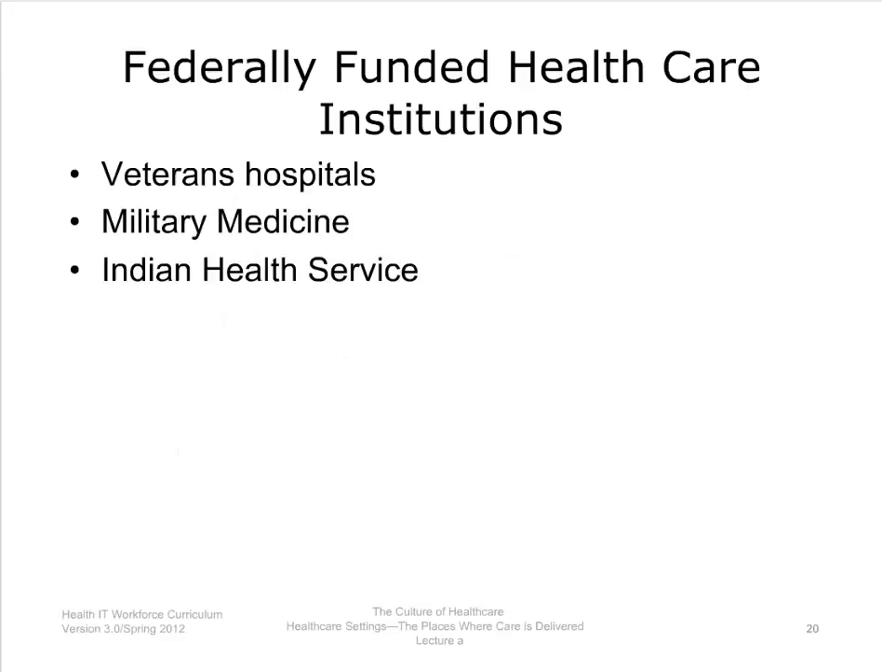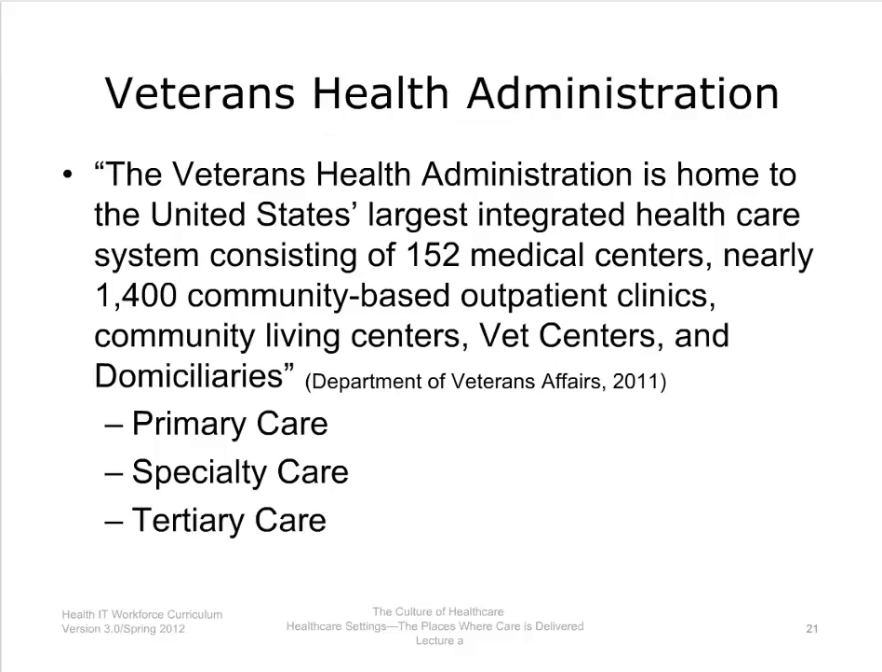There are three main federally funded healthcare institutions in the United States: the Veterans Health Administration, Military Medicine, and the Indian Health Services. The Veterans Health Administration, VA, is the largest integrated health system in the United States, consisting of 153 medical centers and 1,400 community-based outpatient facilities. The VA also includes community living centers, vet centers for outreach, and domiciliaries to care for patients with long-term medical conditions in a home-like atmosphere. As with any integrated health system, the VA provides primary, secondary, and tertiary care.